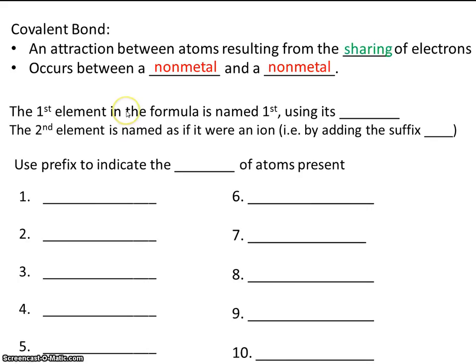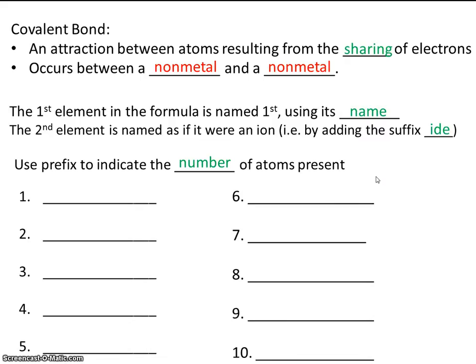And here are the rules for naming covalent molecules. The first element in the formula is named first, using its name. The second element is named as if it were an ion, that is, by adding the suffix "ide." So kind of similar to before. However, we have to use a prefix to indicate the number of atoms present. Now you're probably already familiar with these prefixes.